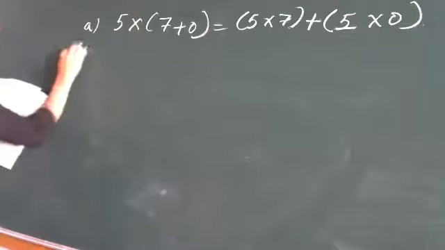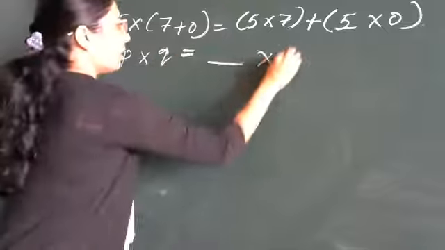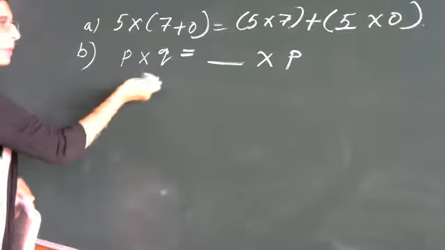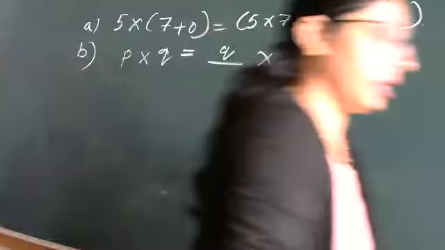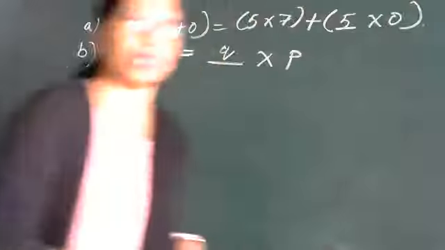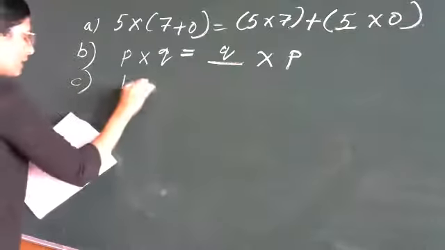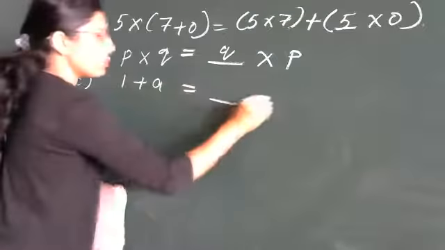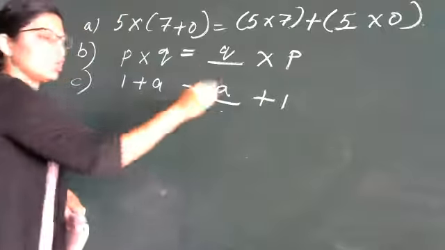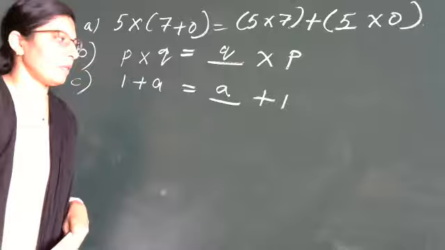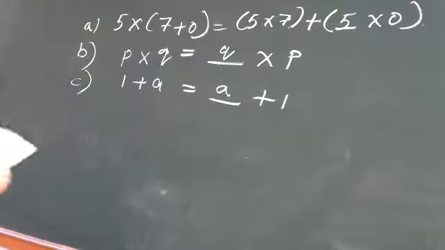See the next. You should think properly. Which property is it? B into Q is Q into P. That is commutative property of multiplication. Next, 1 plus A is equal to dash plus 1. Which property is it? Yes, commutative property of addition.